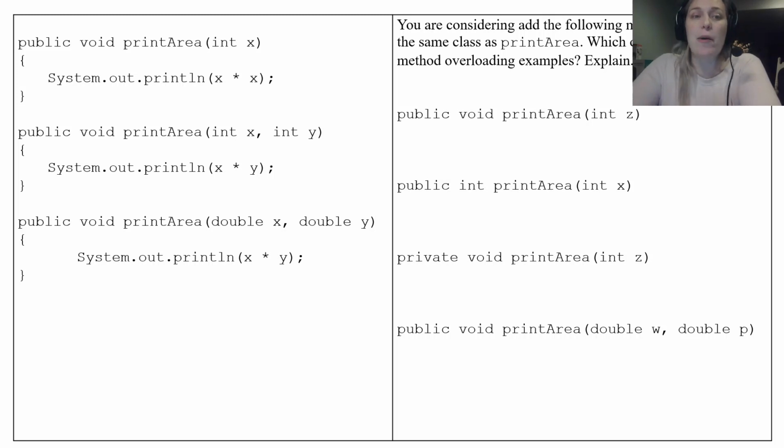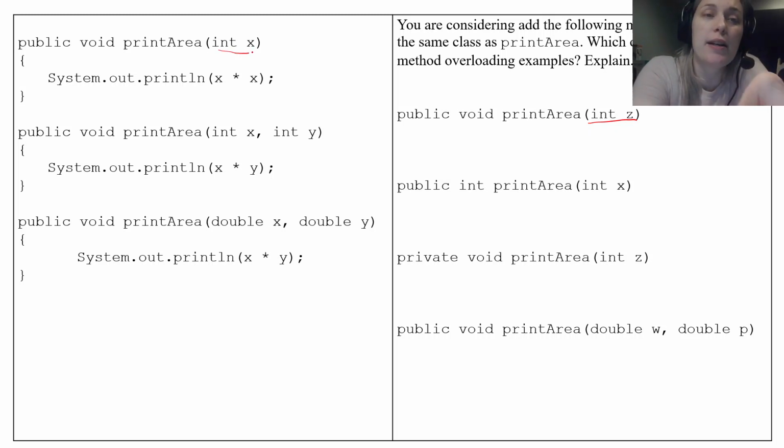The last thing we're going to talk about is incorrect ways to overload. Okay, so this is going to be our last slide here. So again, here's our 3 print areas. You are considering adding the following method signatures to the same class. Which of these are valid method overloading examples? So which ones would you be able to add and still be valid? Okay. So this first one says public void print area, and then you see it's different from the others because it says int z.